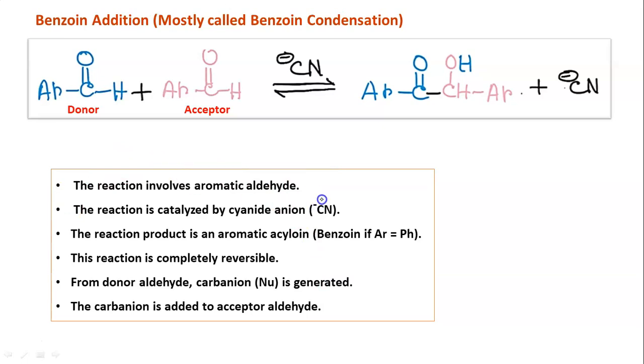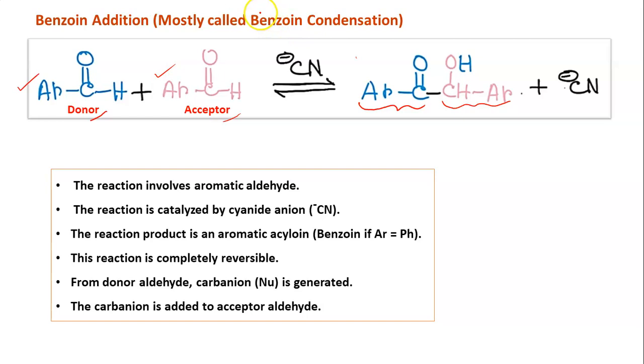So in this scheme I have taken basically two same molecules. This is also an aromatic aldehyde, this is also an aromatic aldehyde, but what is the difference? Both are not in the same color, that means their roles are different. One is acting as donor, another one as acceptor. Though they are the same molecule, their roles are different, and the catalyst that we are using is CN-, that is cyanide. From the donor part we are getting ArCO, and from the acceptor side we are getting ArCHOH.